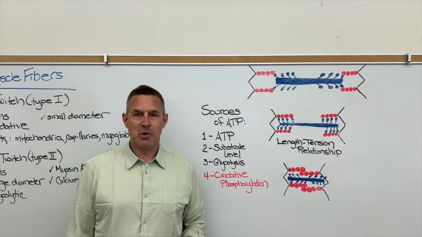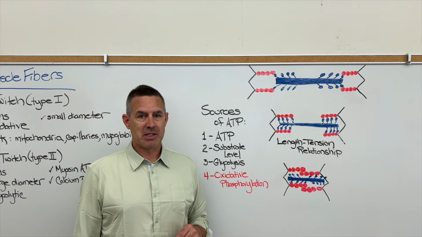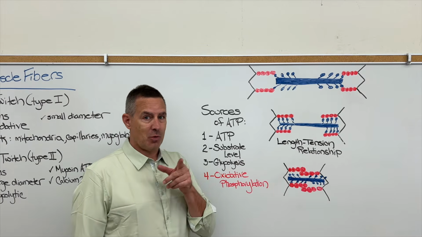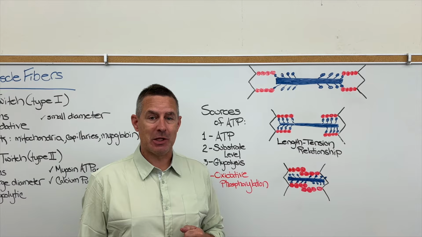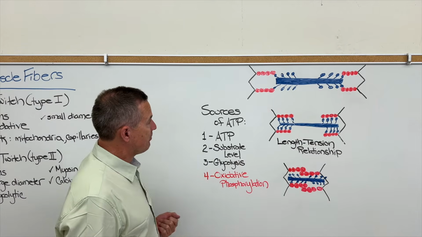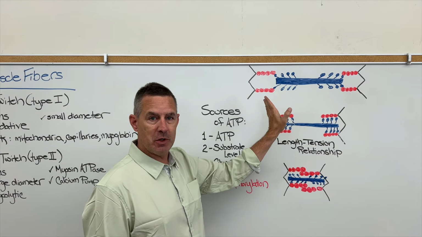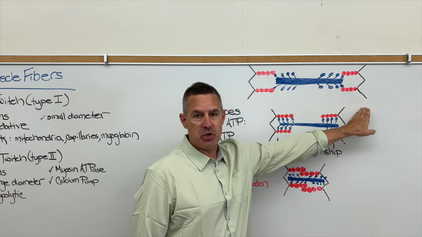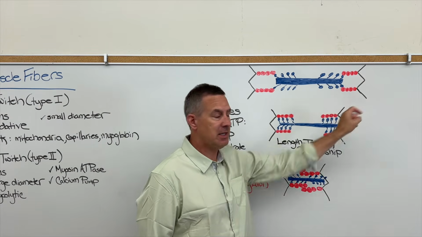Okay, let's continue our discussion of muscles, specifically with a focus on skeletal muscle fibers. Once again, a skeletal muscle fiber is the same thing as a skeletal muscle cell. And what we're looking at right here is the sarcomere. Once again, the sarcomere is the distance between the two Z discs. These black squiggly lines are the Z discs.